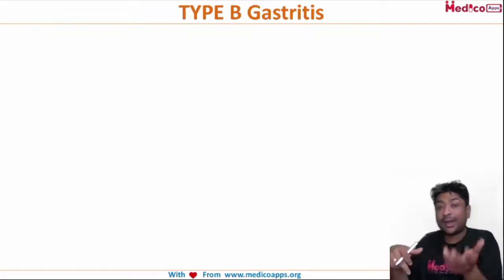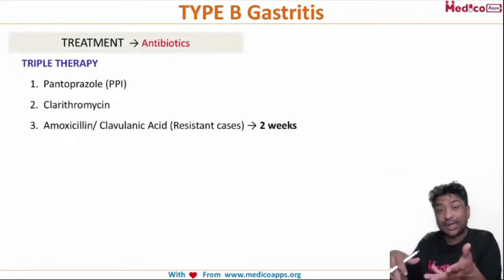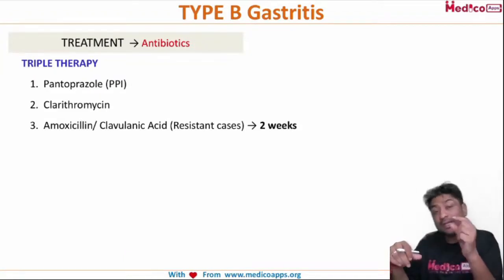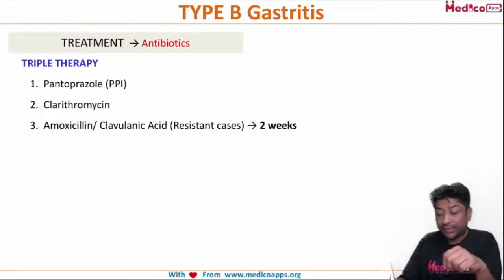Let's look at how we manage it. Because type B gastritis is related to infection, we will have to use antibiotics. And there are two regimens, one is triple therapy, one is quadruple therapy. In both we use two antibiotics. Here in triple therapy, we are using clarithromycin, amoxicillin along with clavulanic acid, okay?